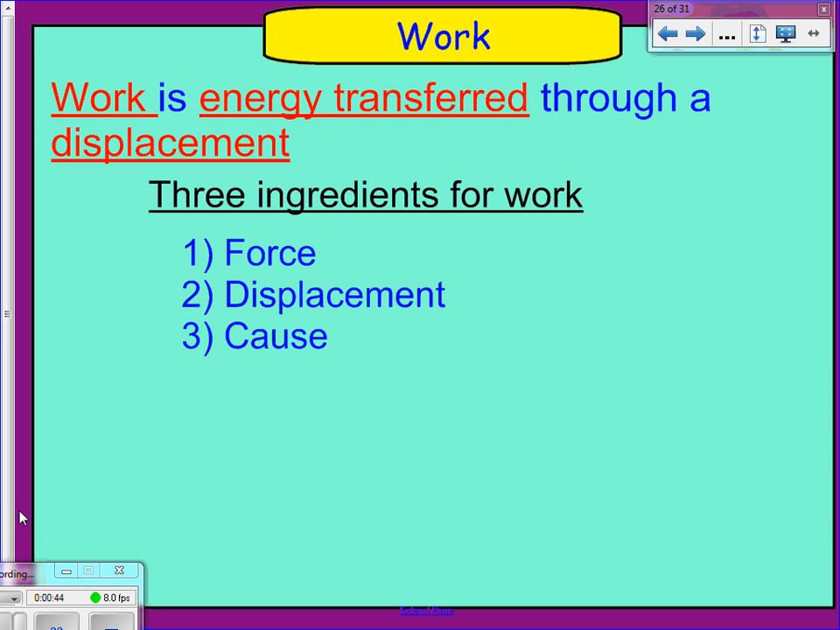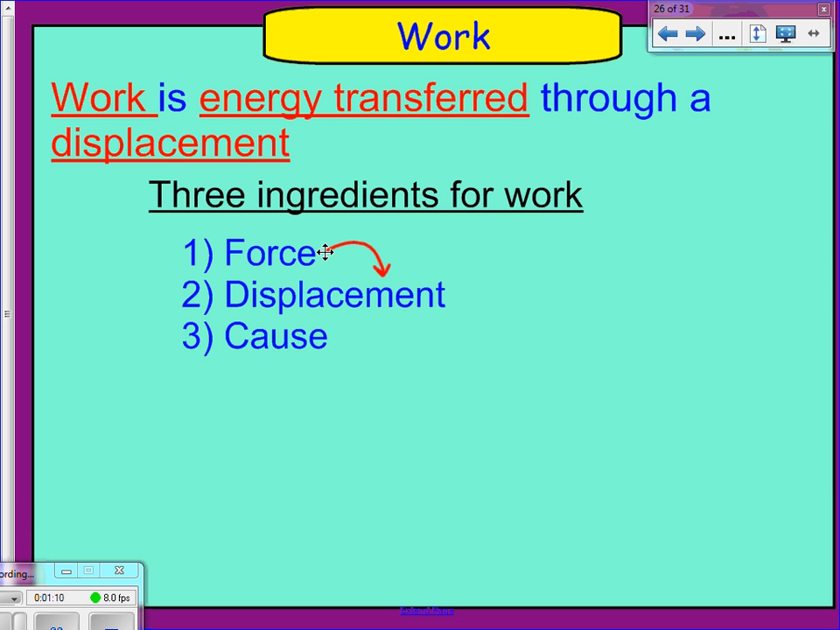If displacement is not happening, or in other words, if an object is not moving its position, then work is not being done. More specifically, there are three ingredients that you need to have in order for work to be done. The first one is force, the second one is displacement, and the third one is cause. So once again, in order for there to be work, you need to have a force, you need to have a displacement, and the third point means that this force must cause this displacement.